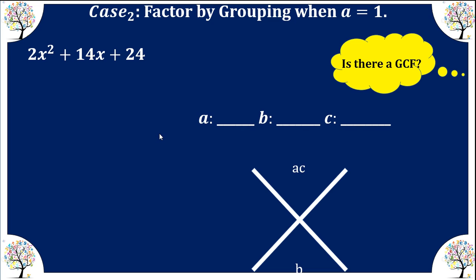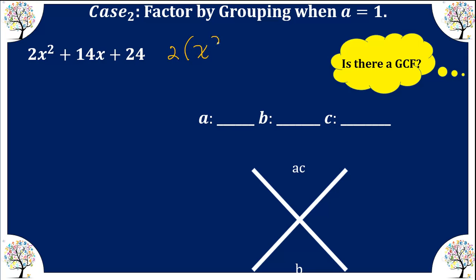In these next few problems, they fall under the category of part 2, where our a value is 1. But if you look at this problem, our a is not 1. But remember from our first lesson, we always need to ask, is there a GCF? If there is, we need to factor it out, and then try to find the two binomials as our other factors. So in this problem, we can see that 2 is our greatest common factor. So we're going to factor out a 2.